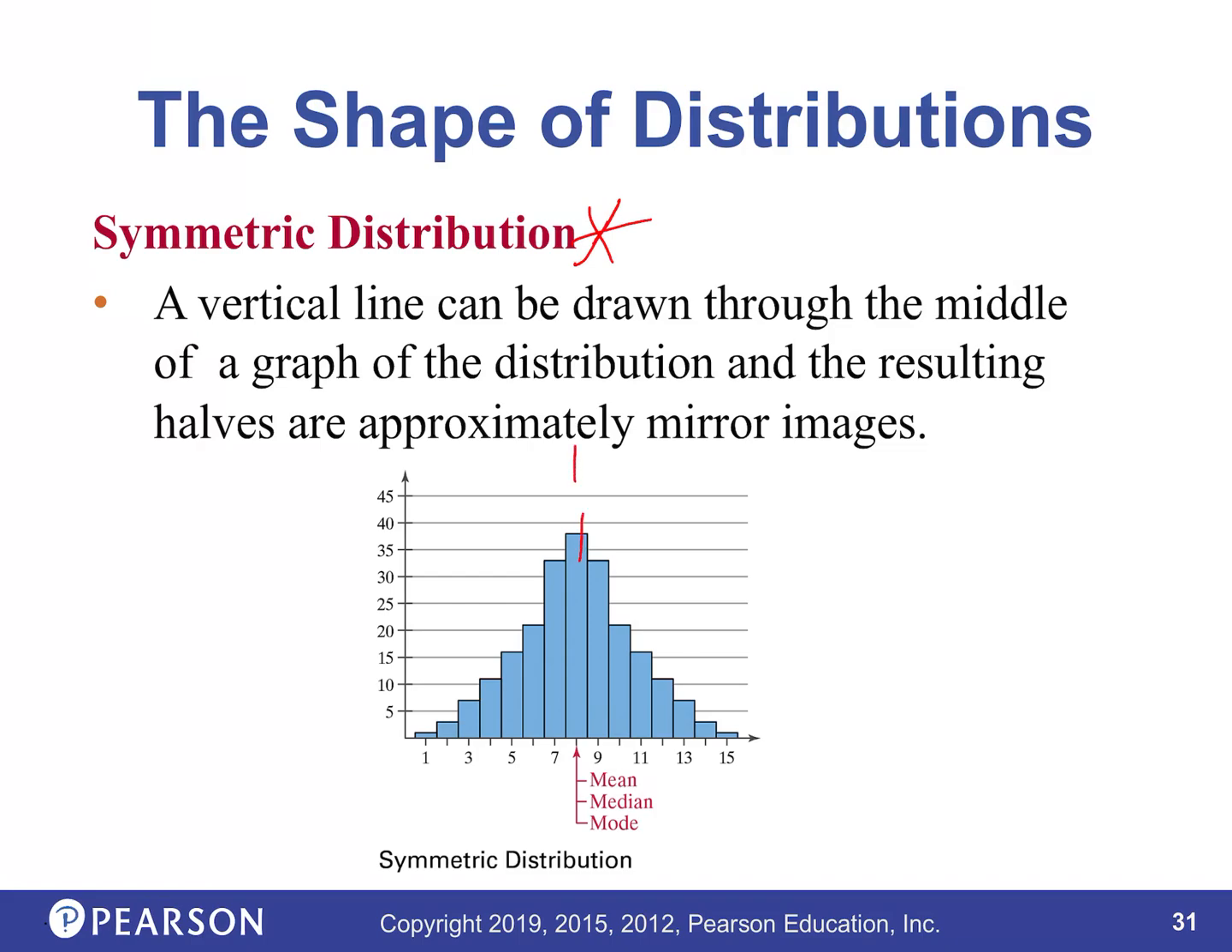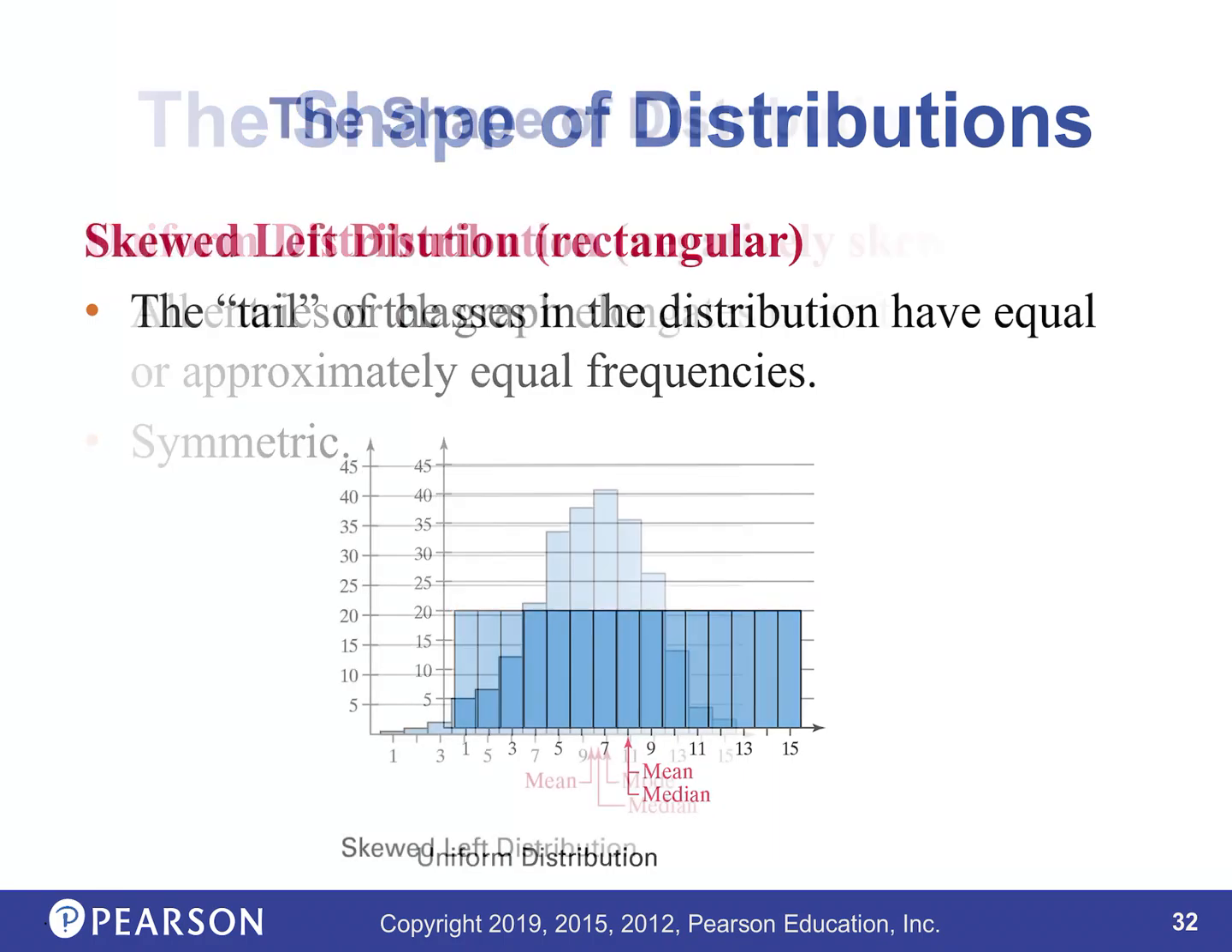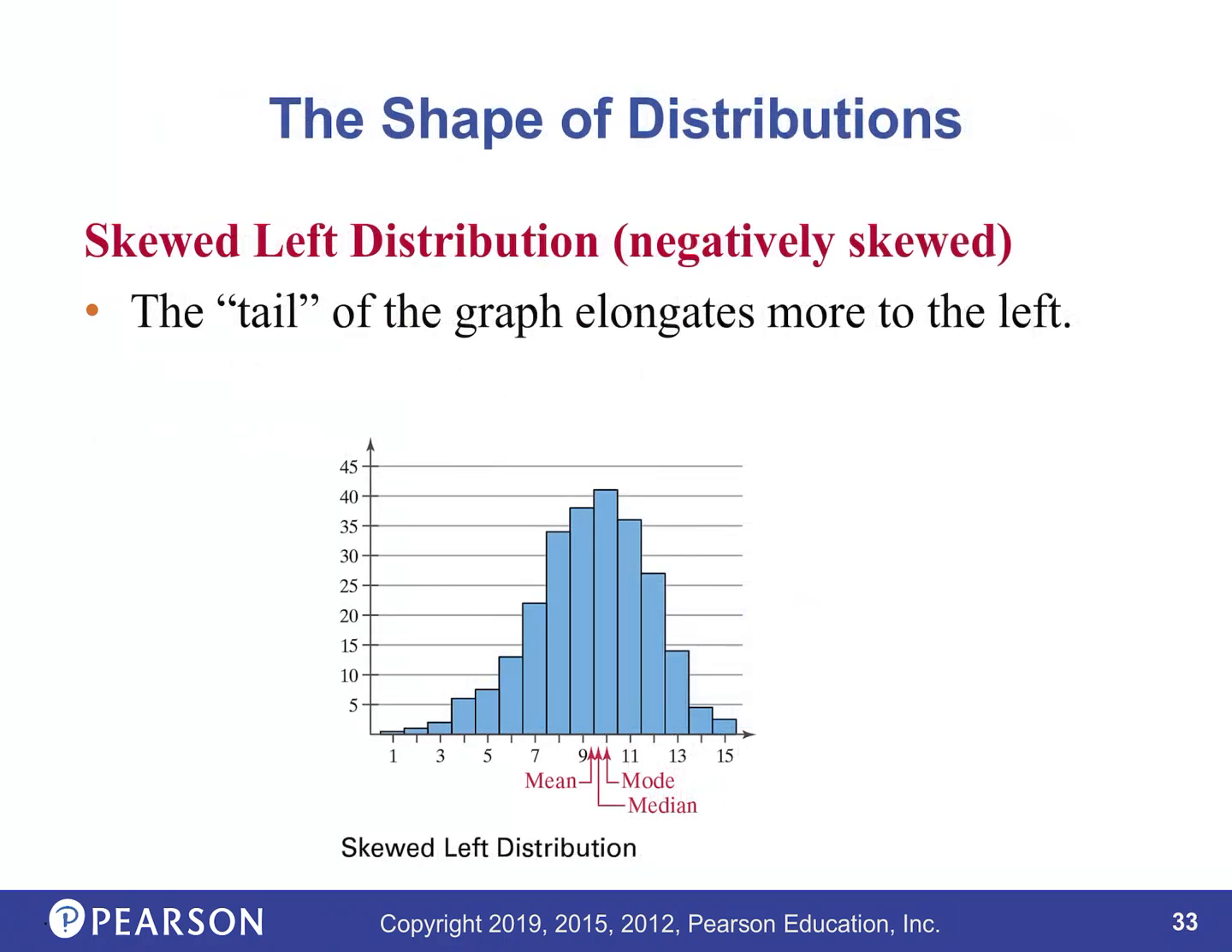So this was talking about the halves. We see that this half is about the same as this half. And notice that mean, median, and mode lie exactly in the middle. That's an important feature. Next is uniform. All entries or classes in the distribution have equal or approximately equal frequencies. So it's all the same. We have the same mean and the median. It is symmetric.